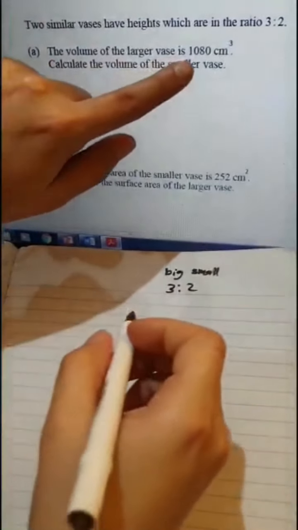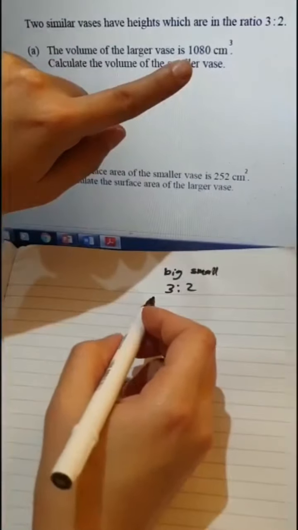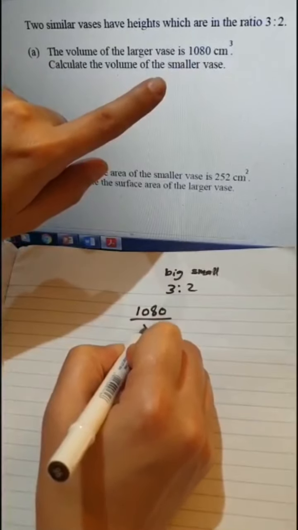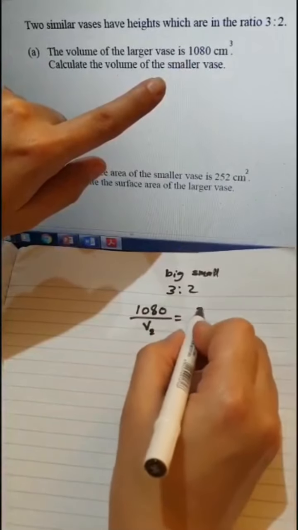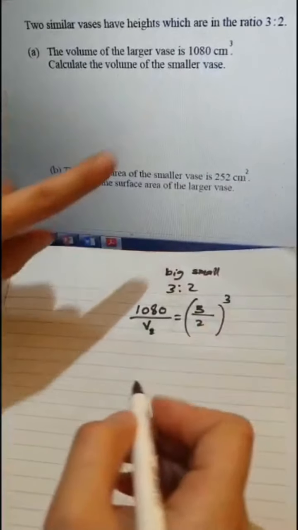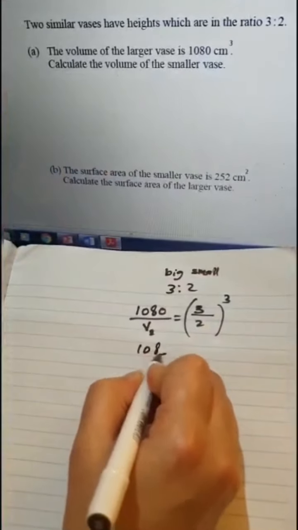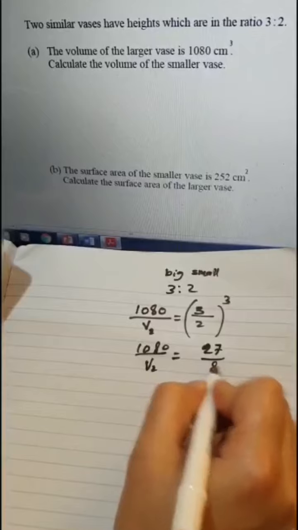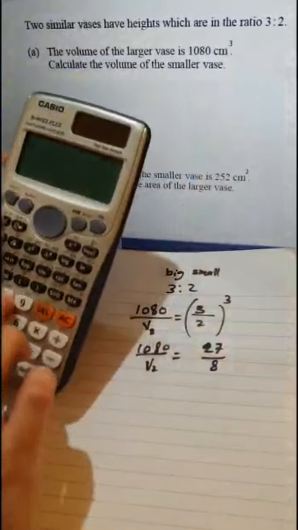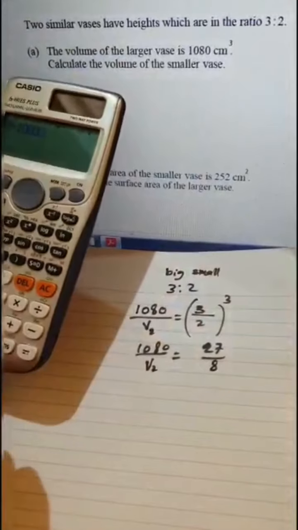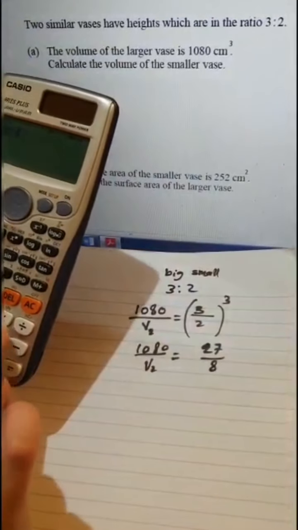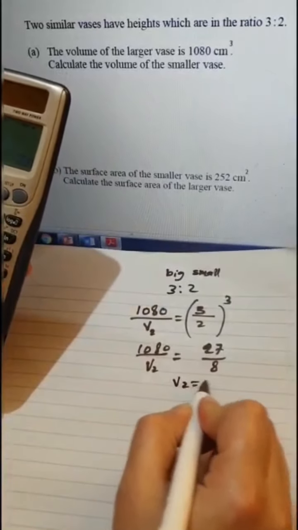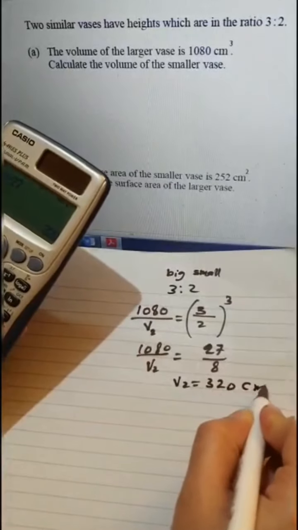The volume of the large vase is 1080 centimeters cubed. So in this case, I'm going to say 1080 over the volume of the other one, which is the missing one, volume 2, let's say, equals 3 over 2, but you need to put it to the power 3. So now, 1080 over V2 equals 27 over 8. By making cross multiplication, I'm going to multiply 8 times 1080, then divide it by 27 to get the answer. So I'm going to get V2 equal to 320 centimeters cubed.